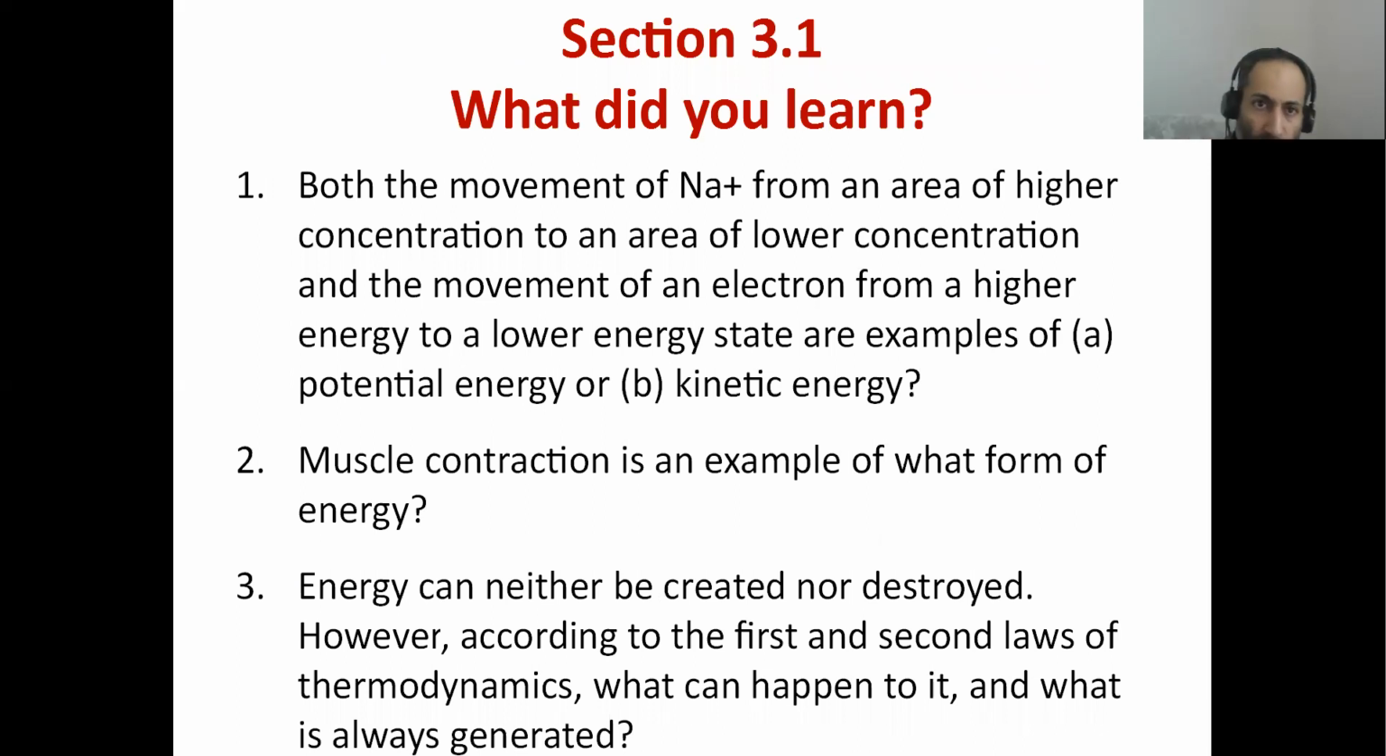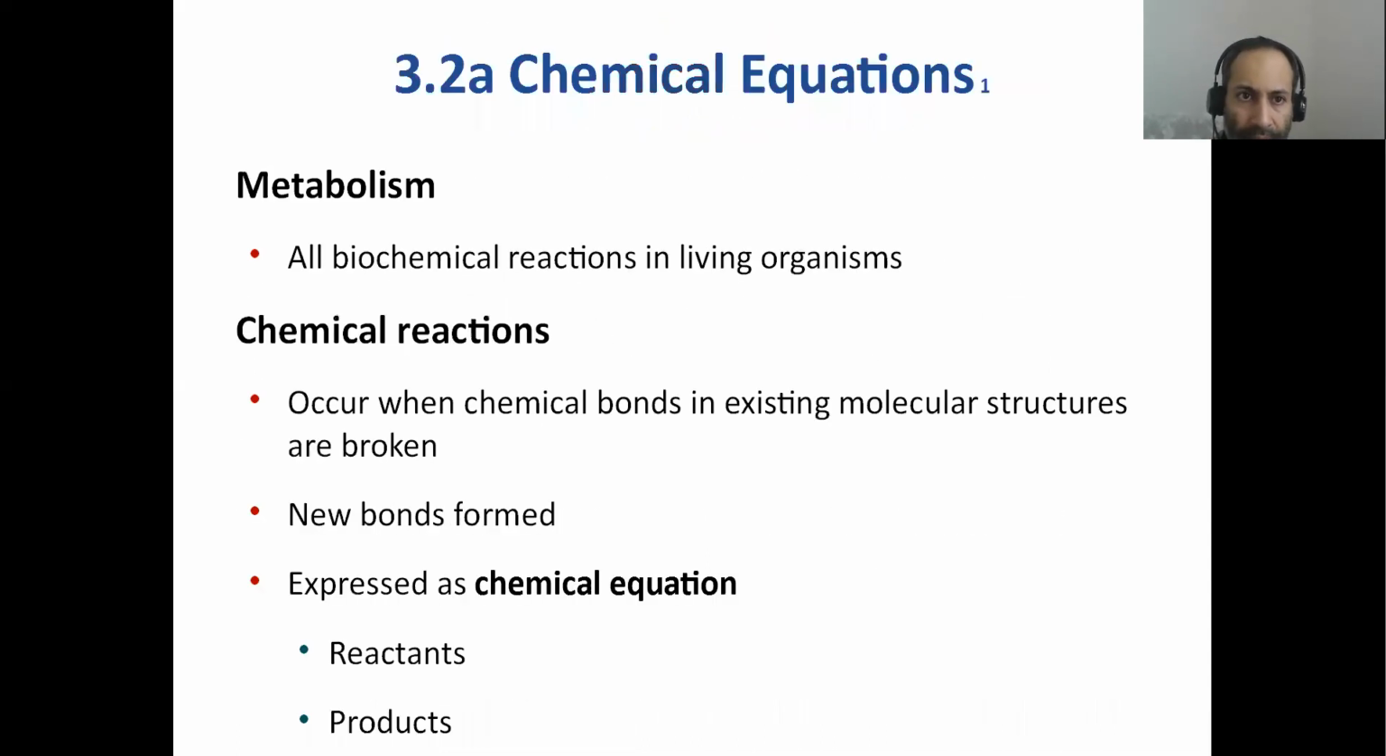All right, some questions. Both the movement of sodium from an area of higher concentration to an area of lower concentration and the movement of an electron from a higher energy to a lower energy state are examples of what? Potential or kinetic? Since they're moving, kinetic energy. Muscle contraction is what form of energy? Mechanical energy. Energy can neither be destroyed nor created. However, according to the first and second laws of thermodynamics, what can happen to it? It can transform from one type of energy into another form. And what is always generated? Heat or thermal energy is always generated here.